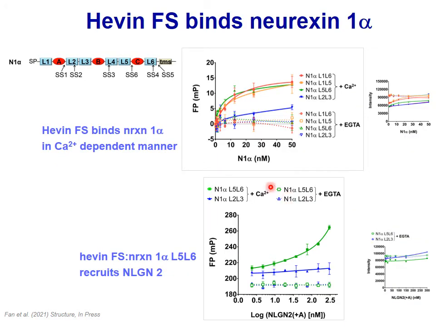Neurexin 1-alpha contains 6 LNS domains and 3 EGF-like repeats. We used a pull-down assay to show that the Hevin FS domain binds to neurexin as well, and in a calcium-dependent manner. In particular, the Hevin FS domain makes the neurexin 1-alpha L5, L6 appear to recruit neuroligin in our FSEC, here, this increasing green line, while mixed with neurexin L2, L3, it does not. Our data suggests that the Hevin FS domain alone is enough to form a tripartite complex with neurexin and neuroligin.